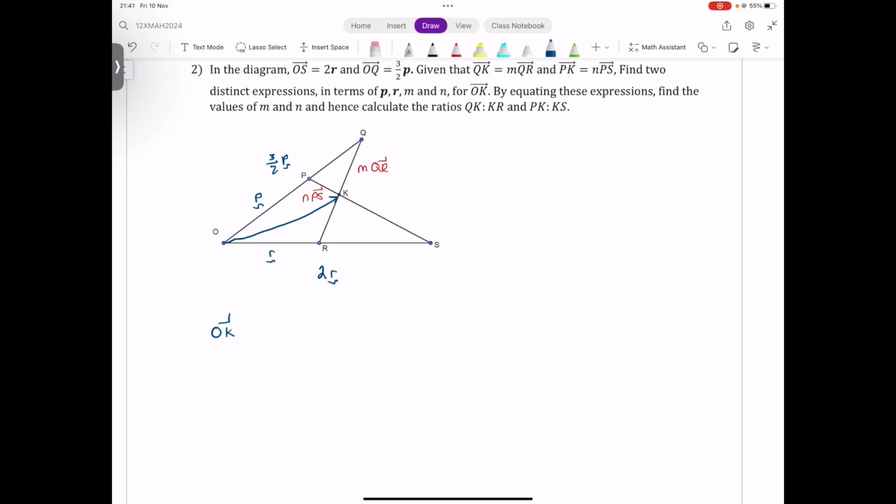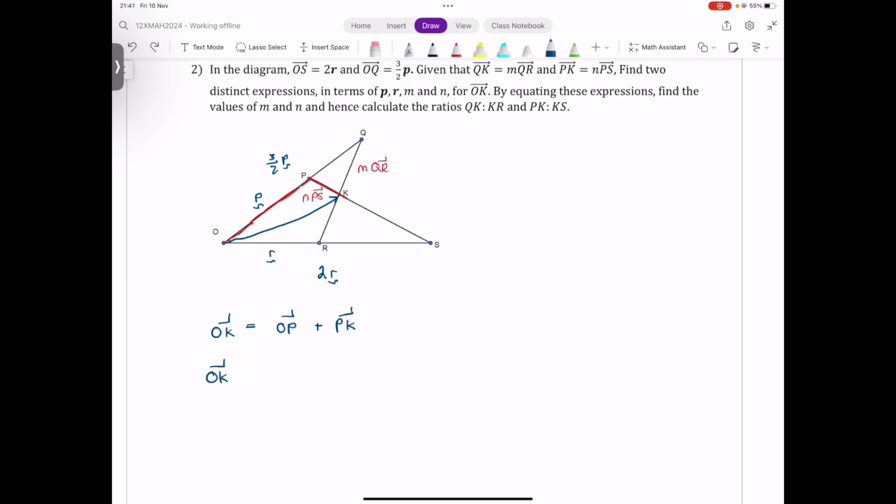Now we're asked to find these expressions just in terms of N, M, P, and R. Let's have a think of what these two expressions for OK might be. First up, we're going to go along OP, and we're going to plus PK. That would get us to OK, so we're going to go along OP and plus PK. That's our first expression.